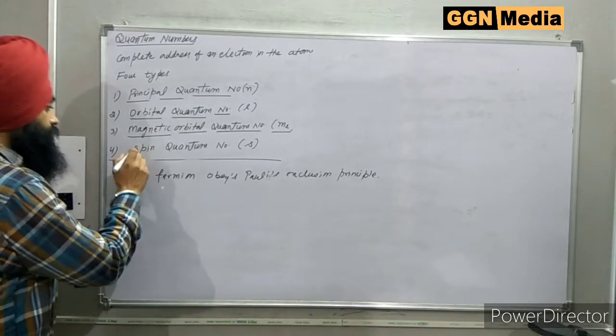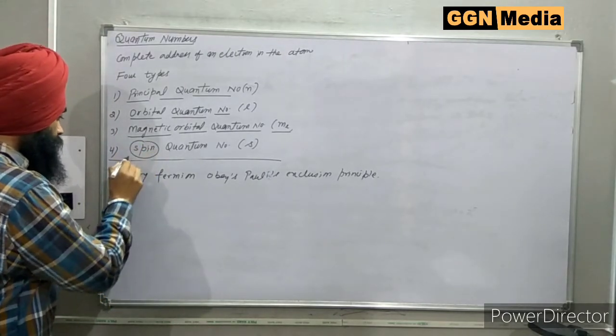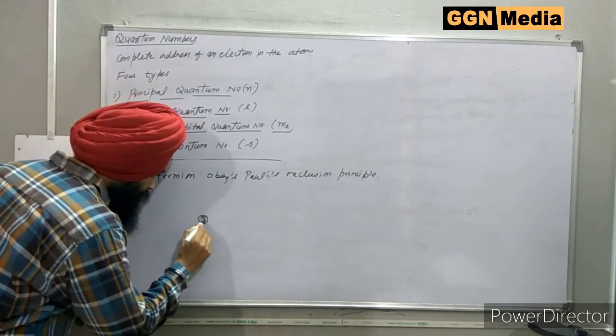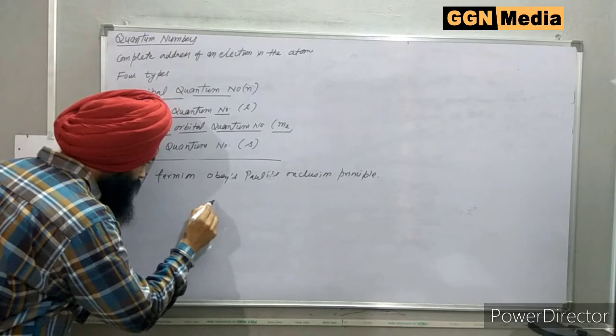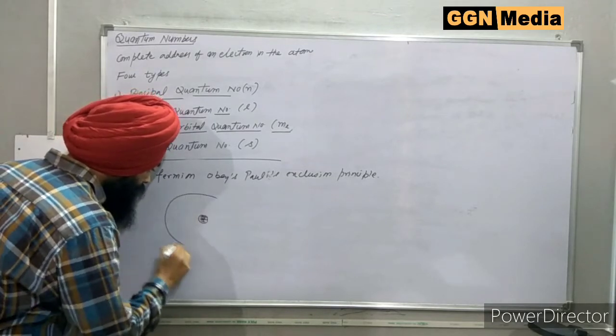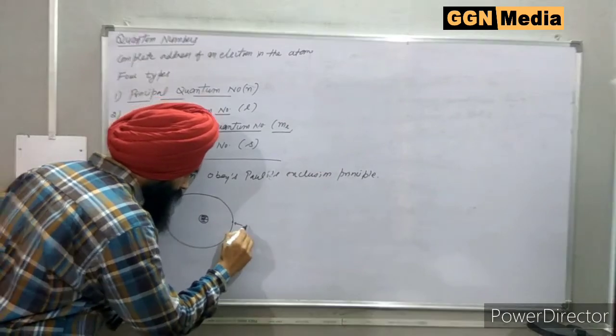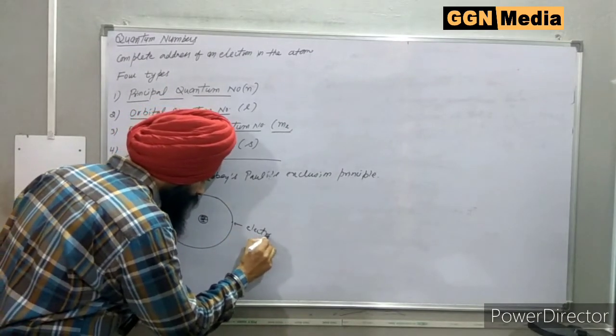So what is spin? Again, we know that this is the nucleus, and this is the orbital motion of, let us say, this point particle, which is an electron.